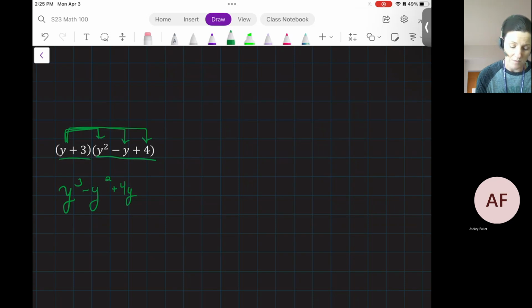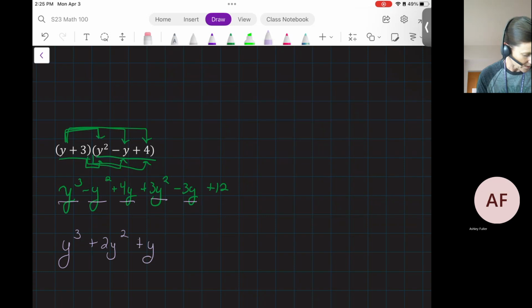However, I also have to do the same thing with the 3. This gives me plus 3y squared, followed by minus 3y, and then last but not least, plus 12. Now we must look for like terms. There's no other y cubed, so this remains. There are two y squared terms, which results in plus 2y squared. There are two y terms, which results in a plus y followed by plus 12.